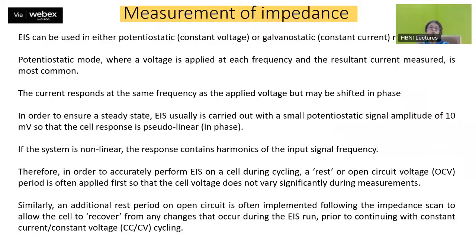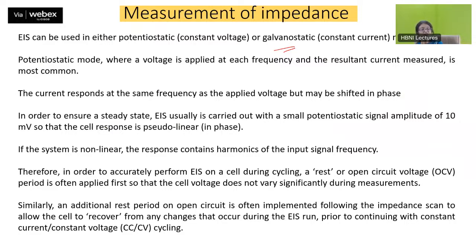EIS can be measured either in potentiostatic mode, which is constant voltage, or in galvanostatic mode, which is constant current. As I mentioned before, we normally use galvanostatic mode. In potentiostatic mode, the voltage is applied at each frequency and the resultant current is measured. The current responds at the same frequency as the applied voltage, but it may be shifted in phase. To ensure a steady state, EIS is generally carried out with a very small potentiostatic signal amplitude of 10 millivolts so that the cell response is pseudo-linear.